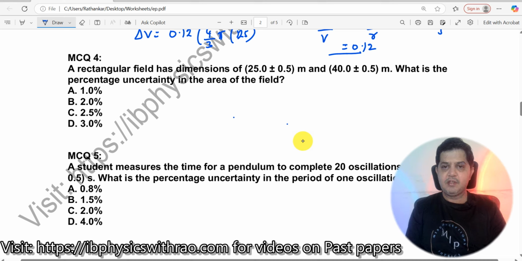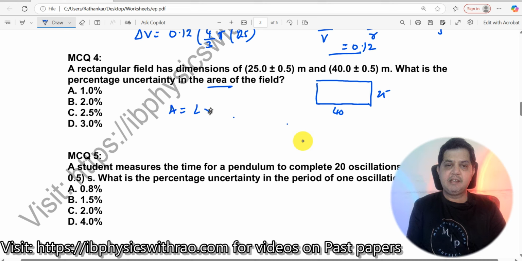Okay, so first let us draw the diagram over here. So it is like this. Length is seen to be 40 and breadth is seen to be 25. And then it is asking you to find out what is the percentage uncertainty in the area of the field. So how do you calculate area? Area is equal to length multiplied by breadth, right? So now if I take delta A by A, the relative uncertainty of this, I can write this as delta L by L plus delta B by B.